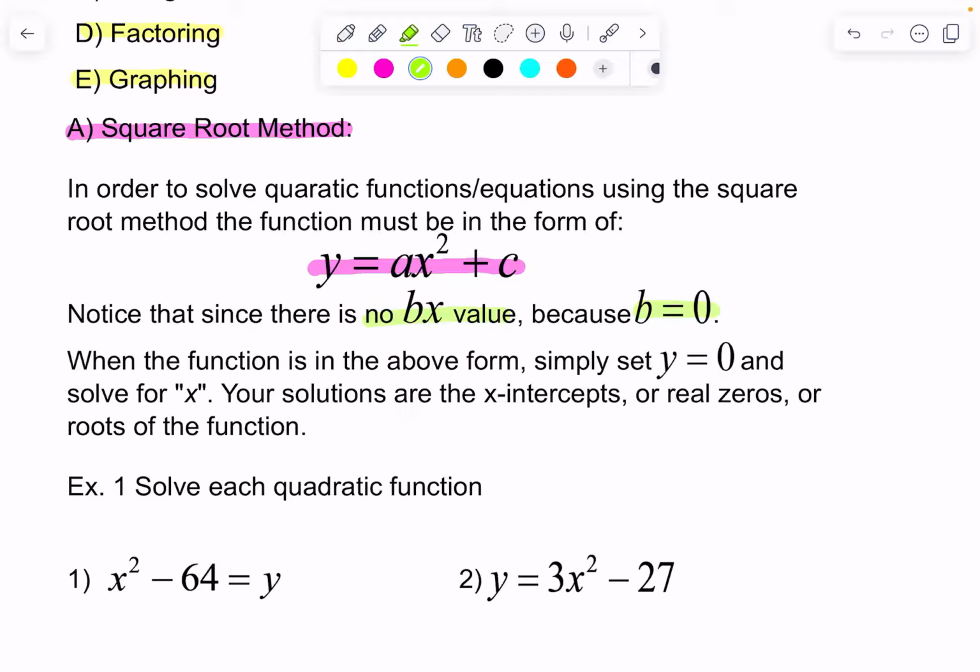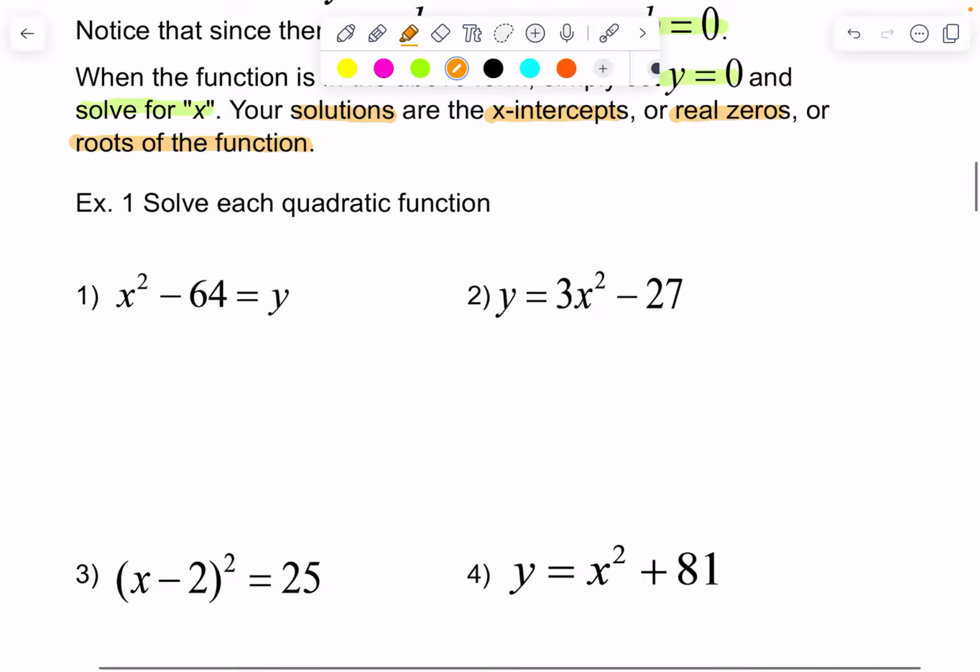When the function is in the above form of y equals ax squared plus c, simply set y equal to 0 and solve for x. Your solutions are the x-intercepts or real zeros or the roots of the function. All of those vocabulary words should resonate with you. Okay, so let's get right to it.